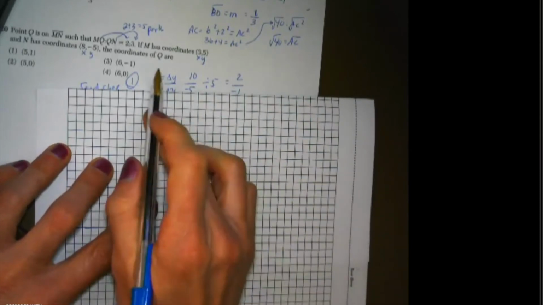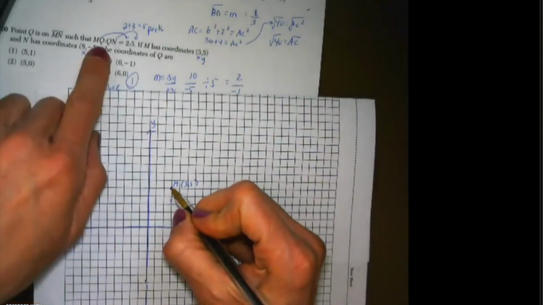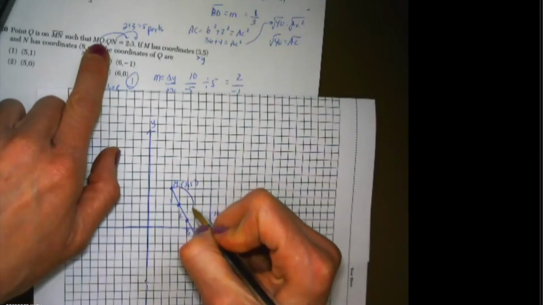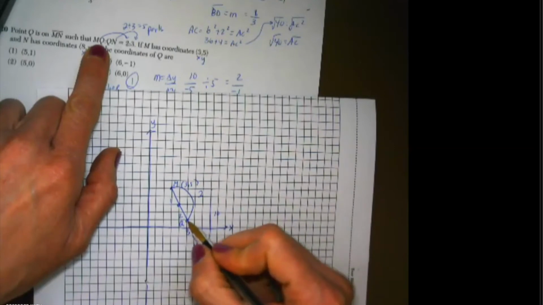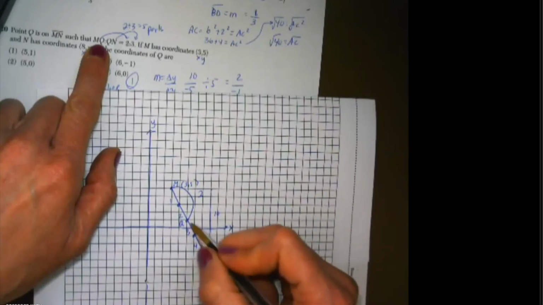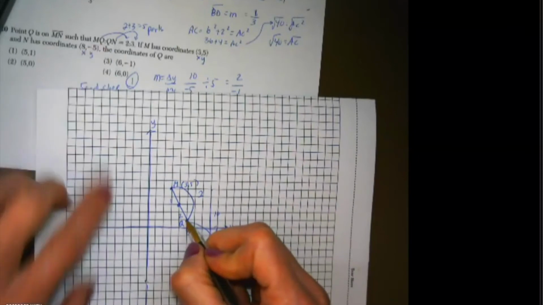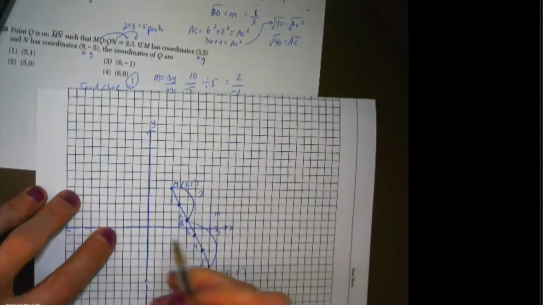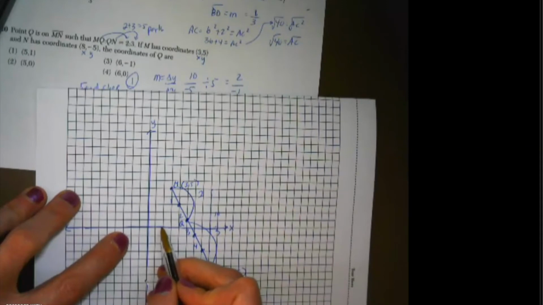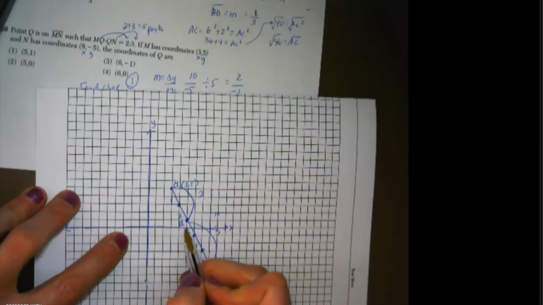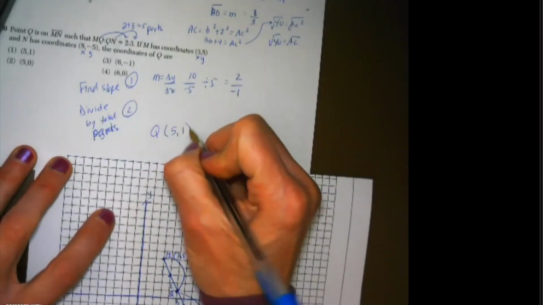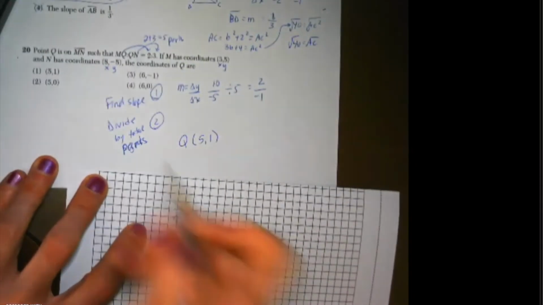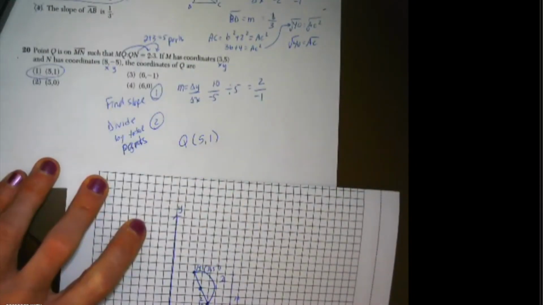So in order to find Q, from M, we want 2 parts, right? So 1 part, 2 parts to be MQ. And then from Q to N, we're going to have 1, 2, 3 parts. So that means Q is going to be this point right here. So we'll start at the origin and we go over 1, 2, 3, 4, over 5, up 1. So the coordinates of Q are going to be at 5 units on the x-axis, 1 unit on the y-axis. So your answer is choice 1.